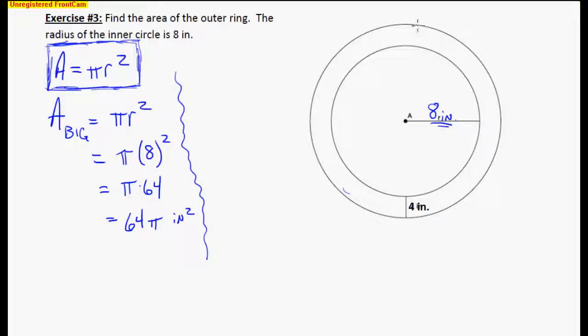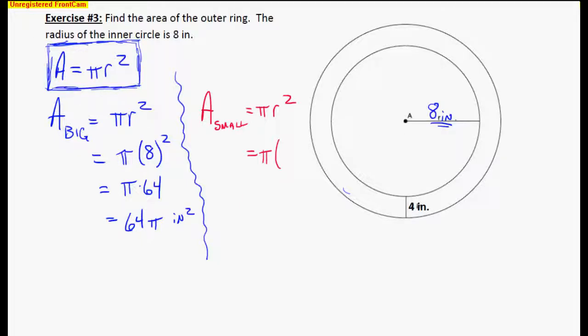I was going to say I was going to outline that, but that wouldn't look too good. So now the area of the small circle, I use the same formula, right? It's still a circle. So I plug in the radius. The radius here is, oh, no, wait a minute. I just did that backwards, didn't I? Did you guys catch that?